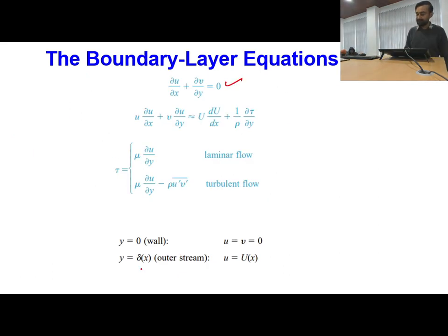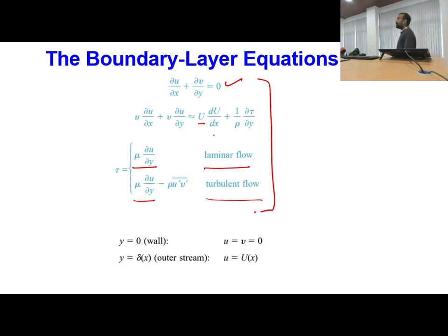One we will be having continuity equation, other we will be having momentum equation, and in the momentum equation our pressure term is replaced with u du/dx, and in the last term, if I generalize it to shear stress for turbulent flows also, then shear stress will be simply equal to mu ∂u/∂y for laminar flow, and for turbulent flow it will be mu ∂u/∂y minus rho u' v' bar.